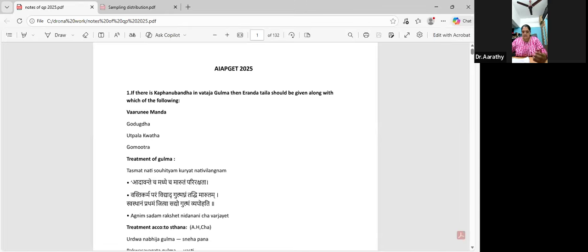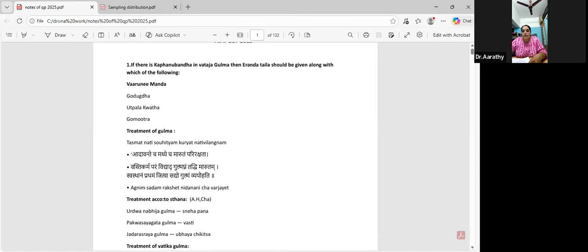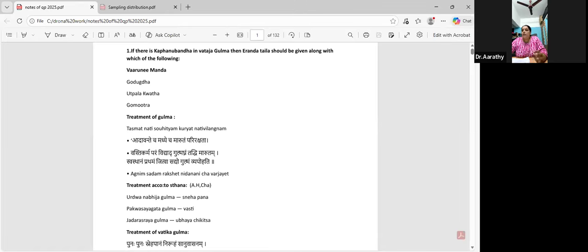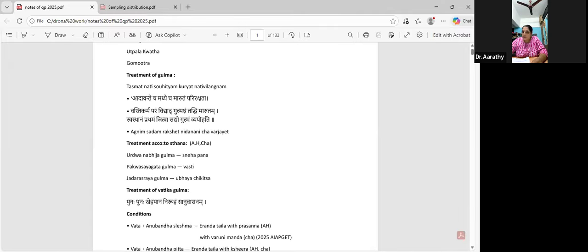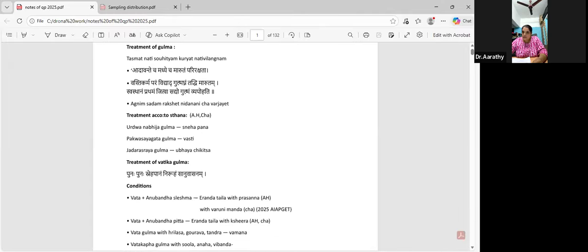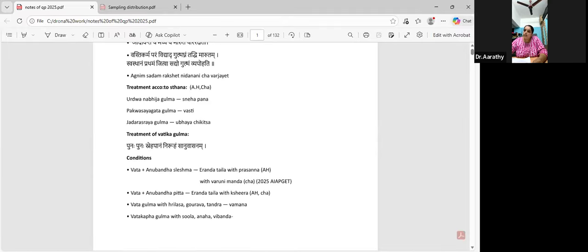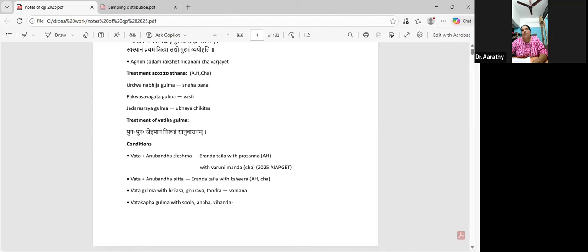The next thing is treatment according to sthana in Gulma. Urdhva Nabhija Gulma should be treated with Snehapana, while Pakwashaya Gata Gulma with Vasti, and Jadavashya Gulma, Ubhaya Chikitsa is done. So that point is important. The same way, there is another point in Vataja Gulma Chikitsa, like Punaha Punaha Snehapanam, Niruham Anuvasanam. Similar quotations are given in Grahani, Kushtam, etc., which can give you confusions.